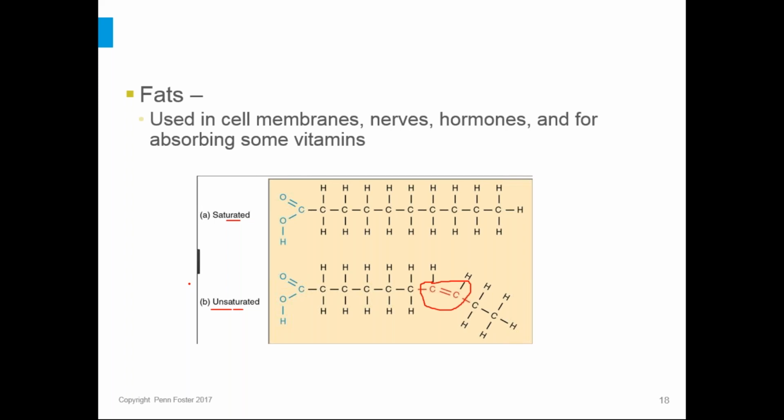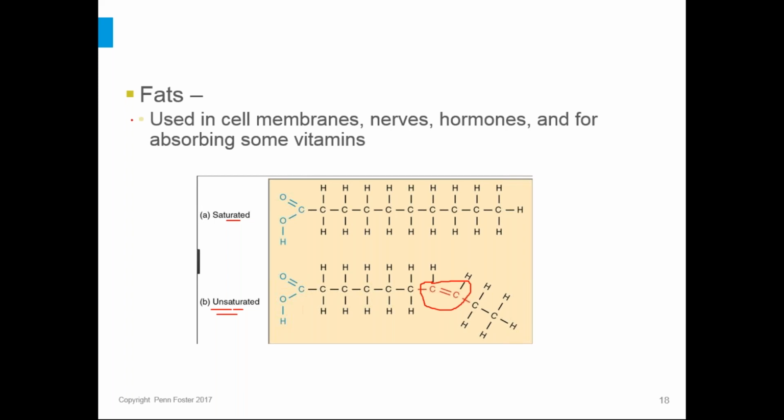You'll also hear a lot in the news about trans fats, and those are unsaturated fats that are a little bit messed up. Instead of having these H's up here and then nothing down here, they'll have an H up here and then another H on this side. And we're not really going to get into it, but they are harder for your body to deal with and digest than regular unsaturated fats. And there's a lot of evidence that that is what leads to a lot of heart disease and problems with the circulatory system.